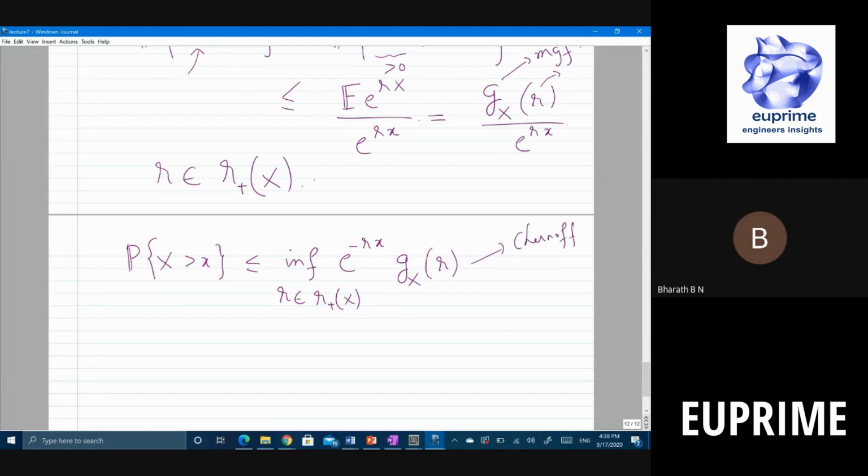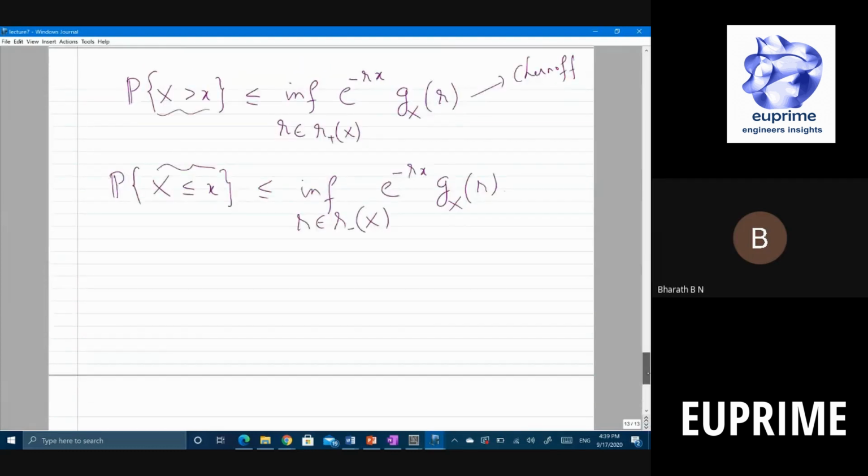Now I can choose r to be negative also. So in that case, the probability of X less than or equal to x will be less than or equal to the infimum over all r belonging to R minus of e^(-rx) g_X(r). I get the same thing. Note the difference: this is less than or equal to, this is greater than x. Is this fine?